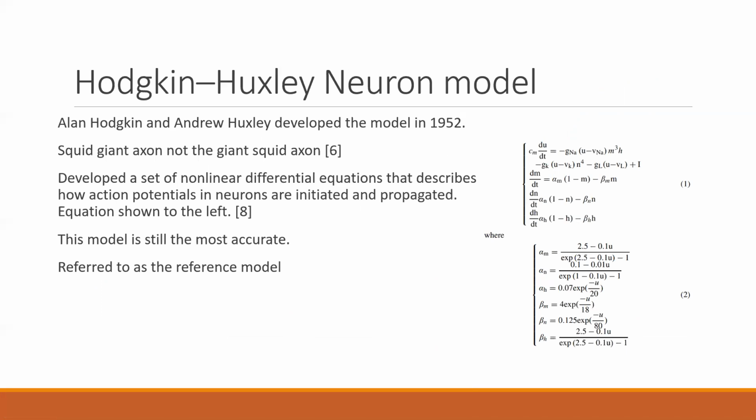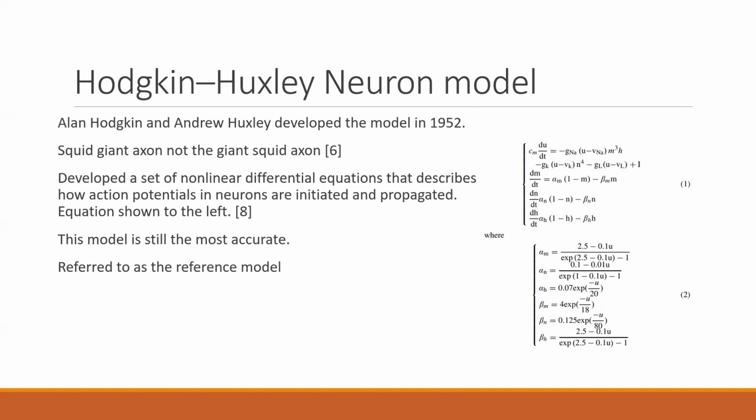Alan Hodgkin and Andrew Huxley developed this model in 1952. They were investigating the initiation and propagation of action potentials on the squid giant axon. One thing you should note here is that it's the squid giant axon, not the giant squid axon, because these are two different things. The squid giant axon is a giant axon inside the squid, whereas a giant squid axon is an axon belonging to a giant squid. So it's very important to make that distinction here.